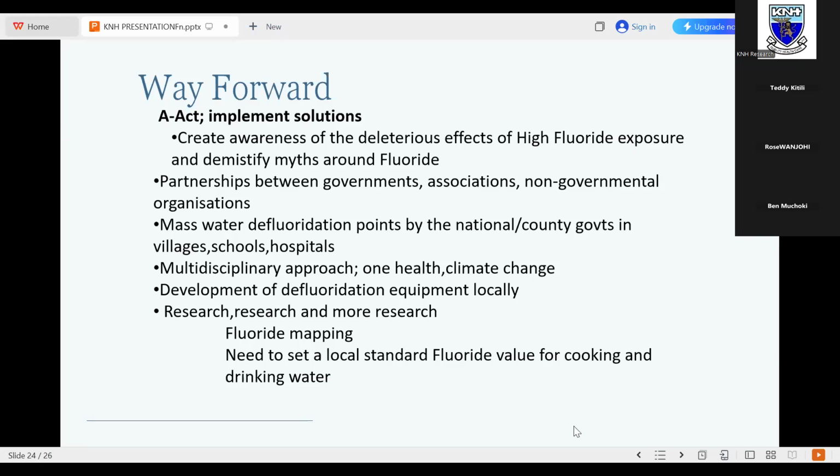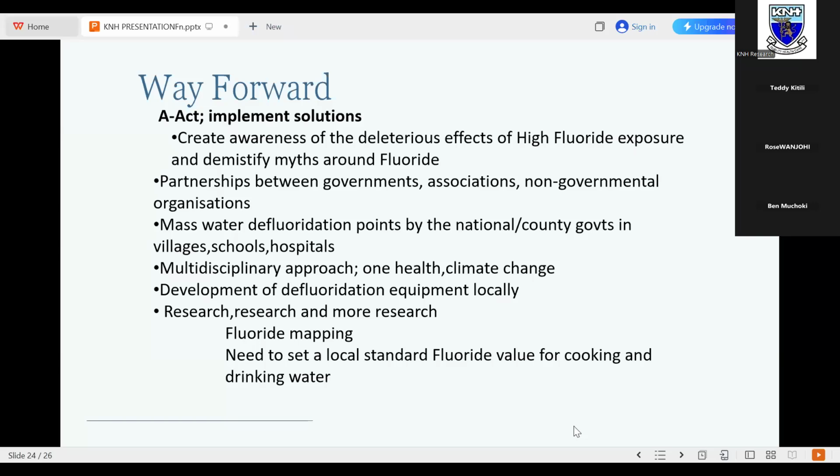in higher doses. We need to have partnerships between governments, associations, and nongovernmental organizations because we need some form of synergy. It is not a one-man show. Someone has to do something from the government, associations, for example, the Kenya Dental Association. I want to give them a really thumbs up because of the great work that they are doing. Even individuals, I'm currently running a fluorosis-free future campaign. And therefore, we need to come together so that we implement solutions.